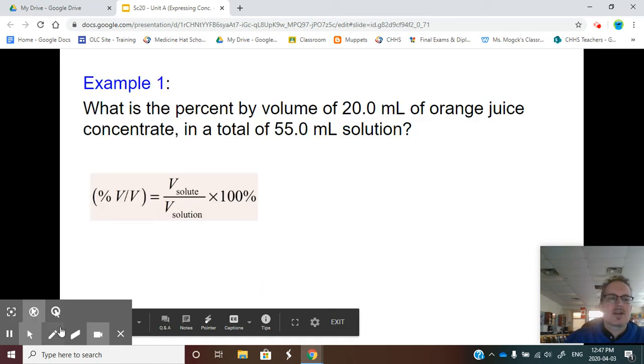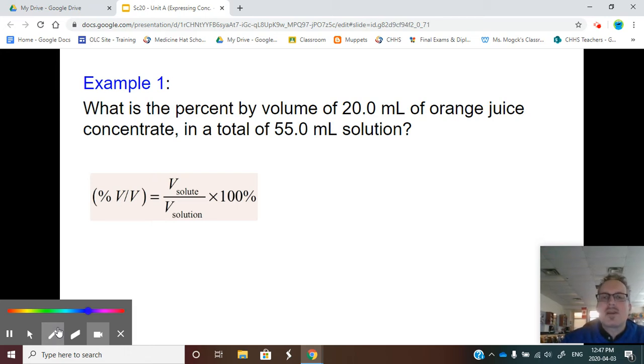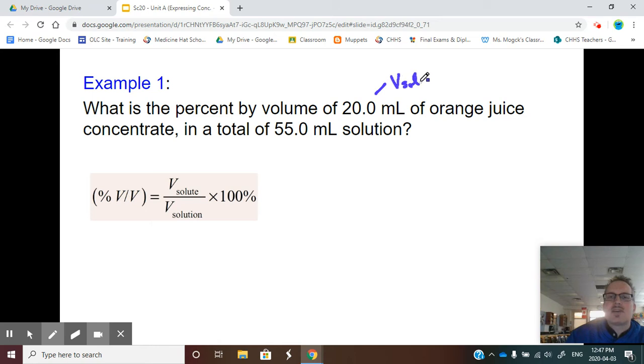So here is our example. My example is, what is the percent by volume of 20.0 milliliters of orange juice concentrate in a total of 55.0 milliliter solution? So first thing I would do is I would look and go, okay, this is the orange juice concentrate in this solution. So this is going to be my V solute. This is going to be my V solution.